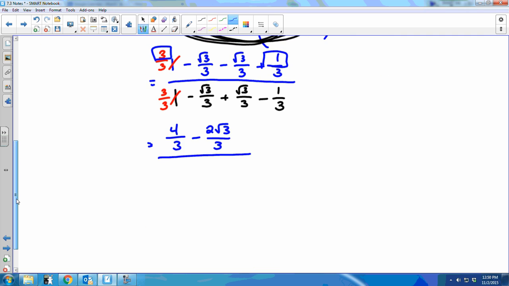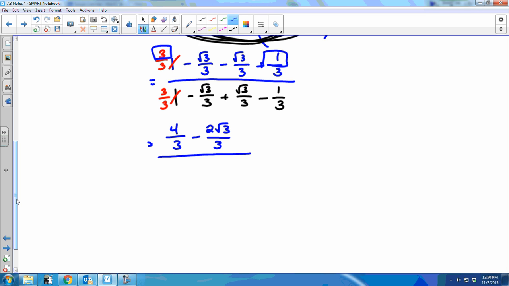Hold on. Before you move on. I added 3 and 1 and got 4. Right, I saw that part. And then I combined the square roots of 3. There's 2 of them. You're with me. You're good.